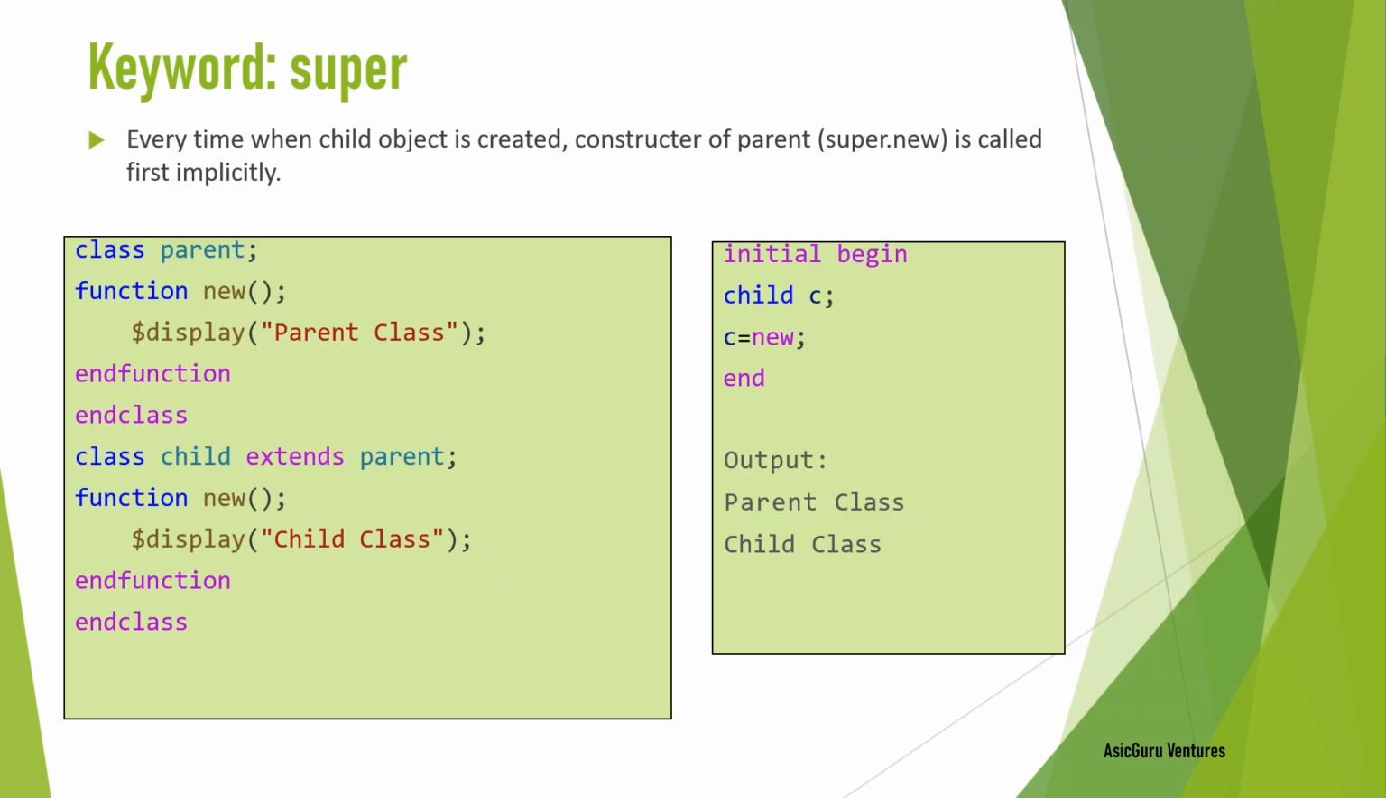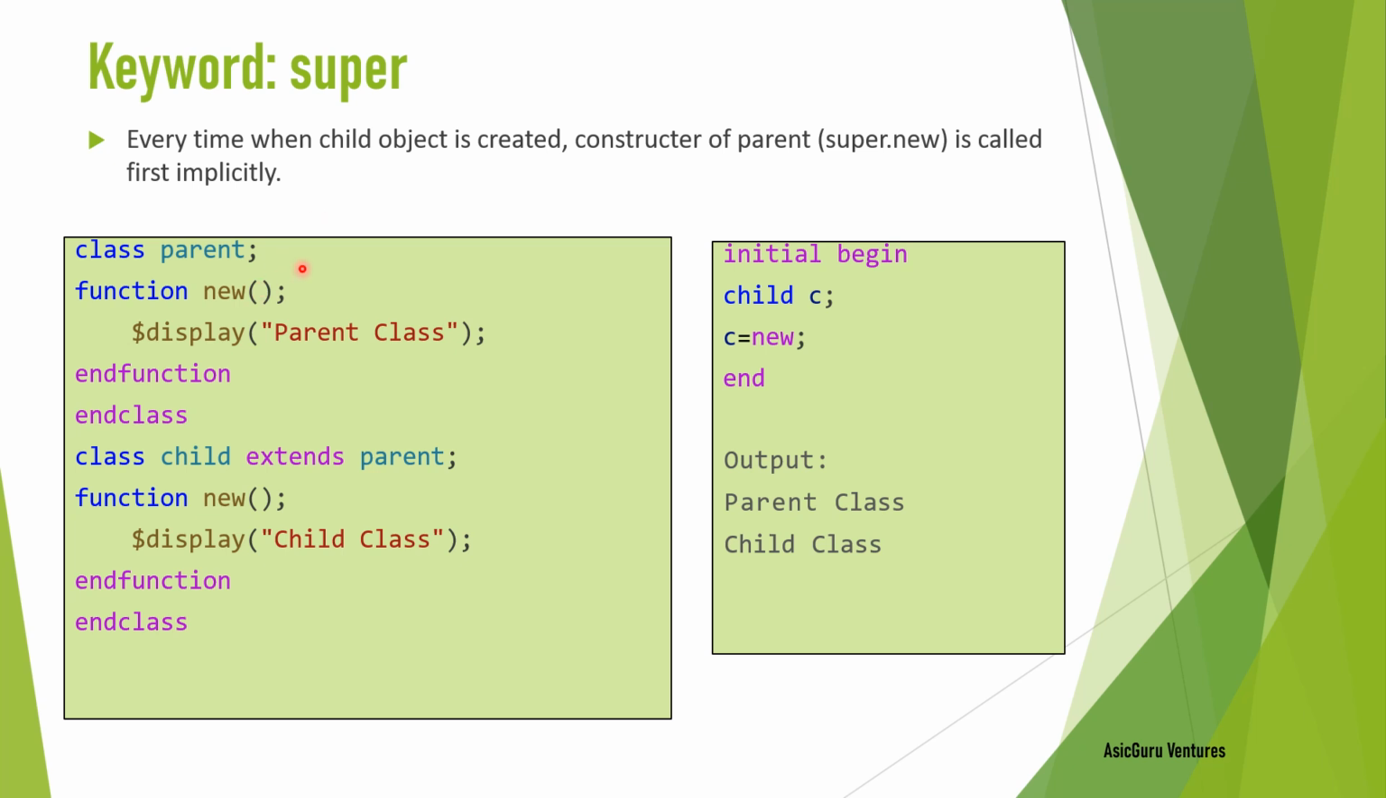So there is an important point here. Every time a child object is created, the constructor of the parent is called implicitly. So even if you don't explicitly call super.new inside a derived class constructor, SystemVerilog will do it automatically.